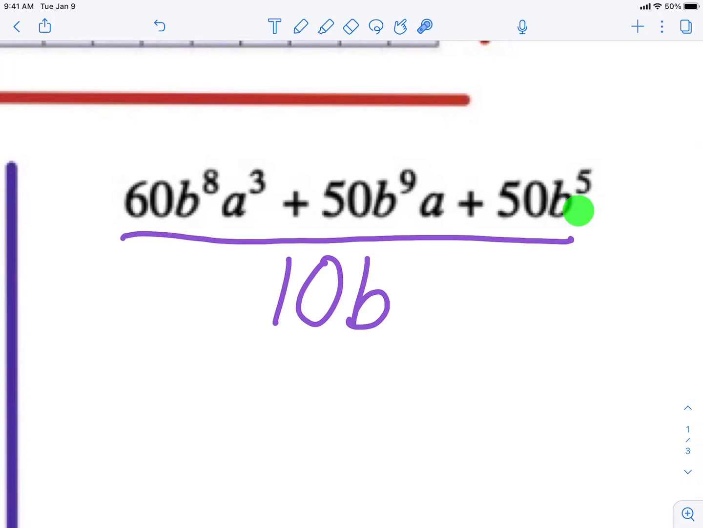I have 5. B to the power of 5. Can I take out 5 here? Yep. 8 minus 5 is 3. Can I take out 5 here? Yep. 9 minus 5 is 4. So I can take out b to the 5th.